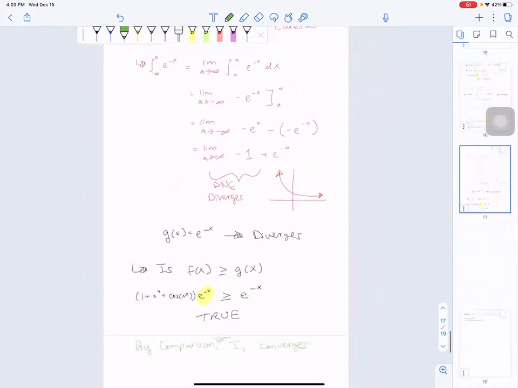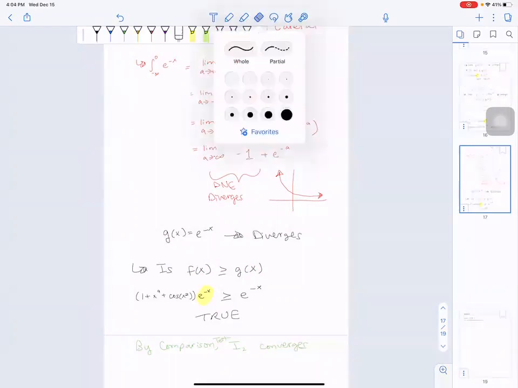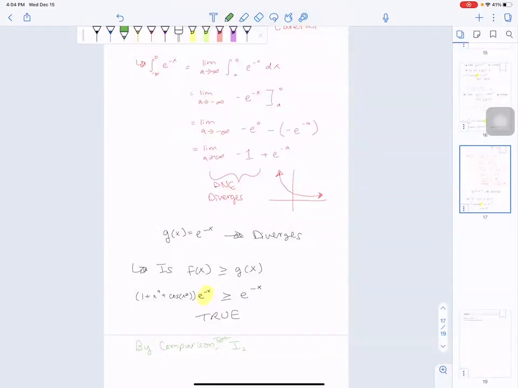Any questions on I2? When we're doing the comparison test, when we pick our g of x, we just have to prove that it either diverges or converges first. Yes, you should. And then make sure the condition is met. And then if that condition is met, then your unknown does whatever your g of x does. And instead of proving this, you could also use the asymptotic inequalities thing, which we did in the example yesterday. So since we said that g of x diverges, I2 also diverges.